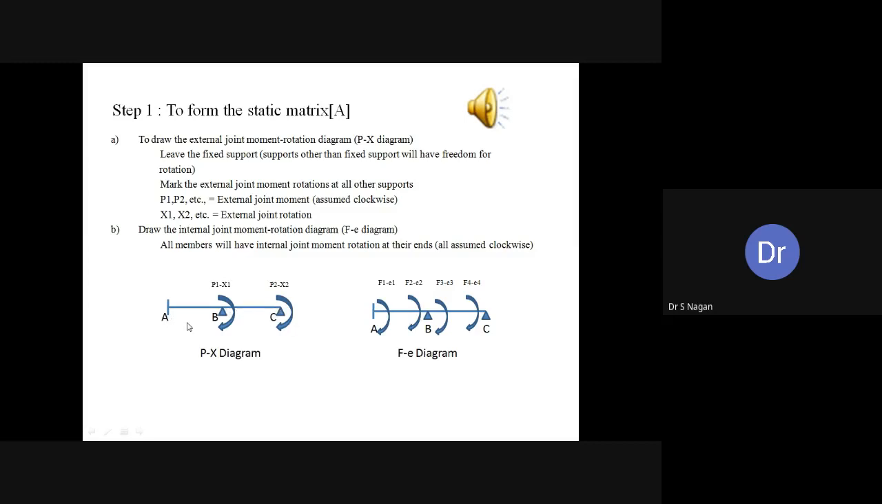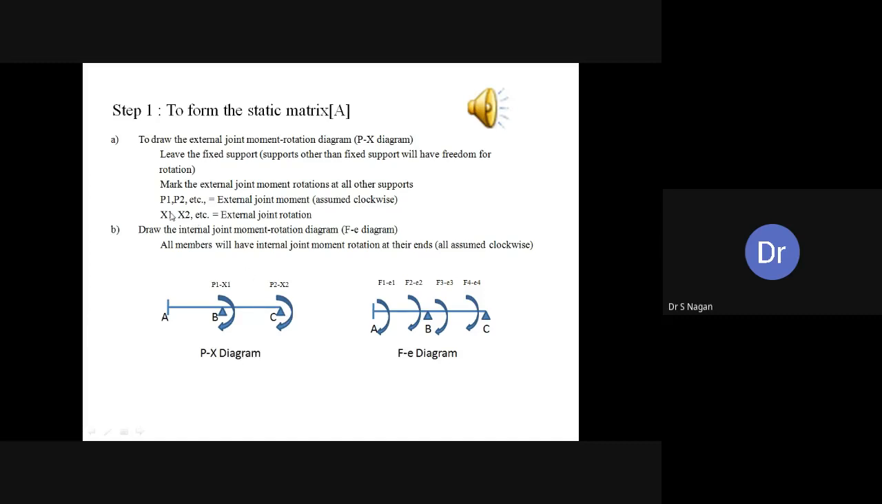So, leave the fixed support. All other supports will have freedom for rotation. Therefore, mark P1 X1 at B, P2 X2 at C. P1 is the external joint moment at B. X1 is the external joint rotation at B. Similarly, P2 is the external joint moment at C. X2 is the external joint rotation at C. Okay, this diagram we call the PX diagram.